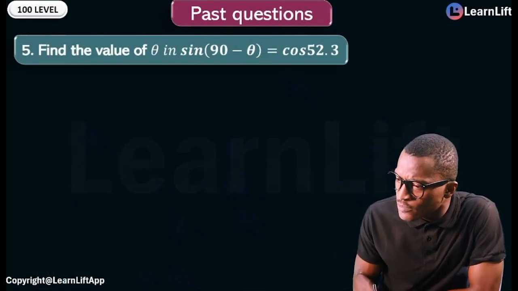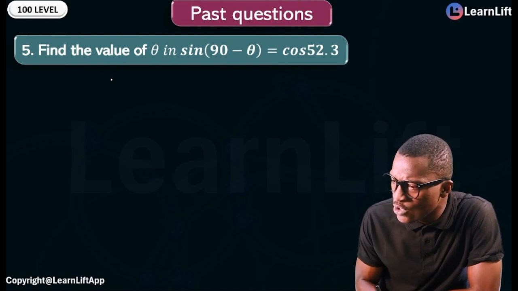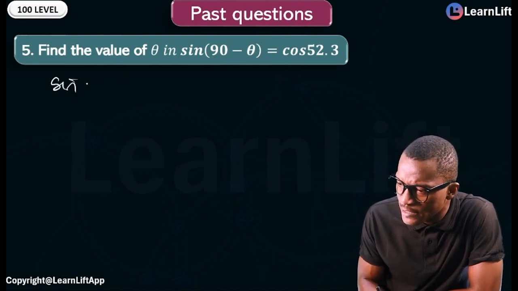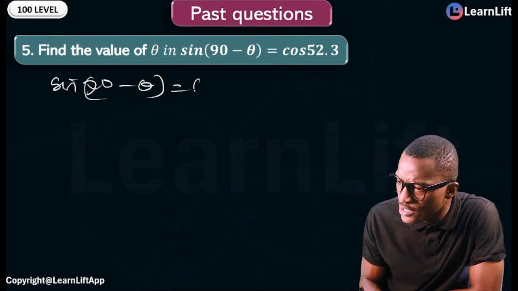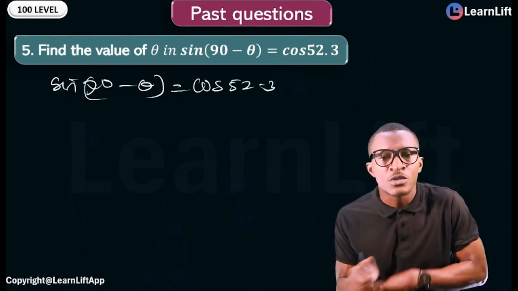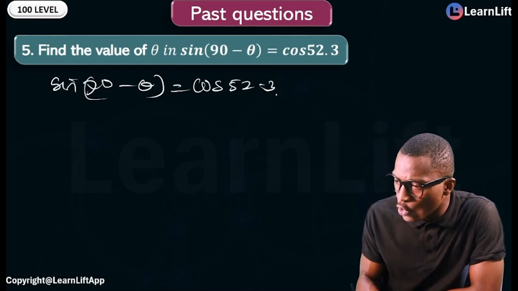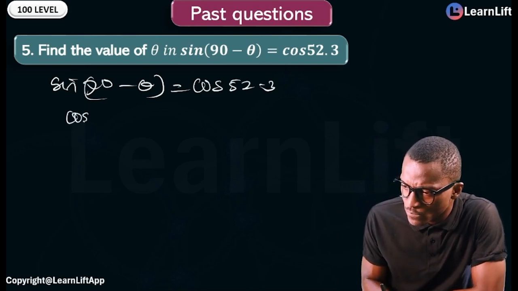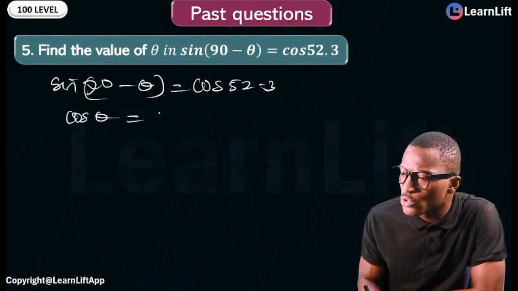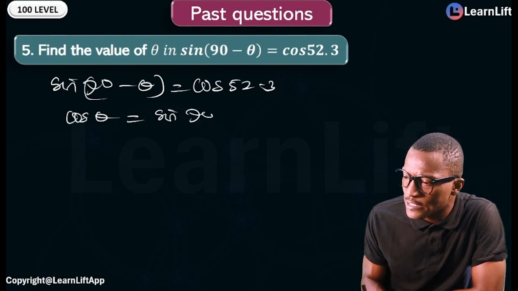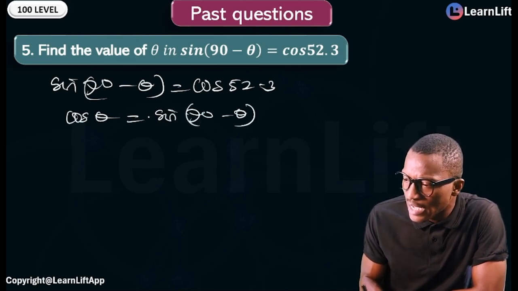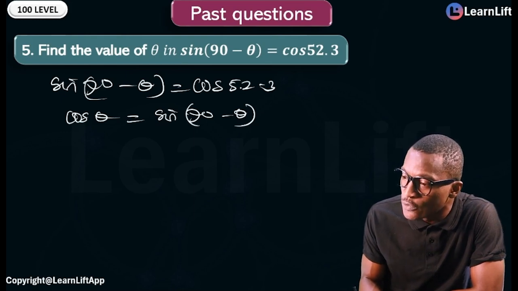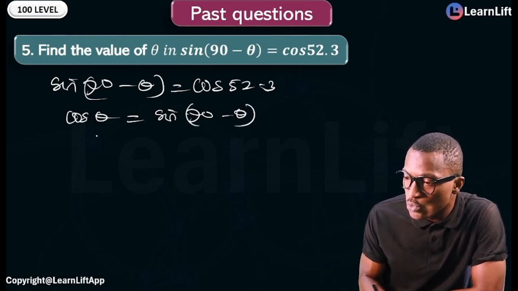Enjoy. Now, how do we write down the question? Sine 90 minus theta is equal to cos 52.3. Anyone you want to use, I can decide to use cos. Remember that cos theta is equal to sine 90 minus theta. So here is theta, but here is cos 52.3. So I'll put 52.3 in each of them so that these two look alike.